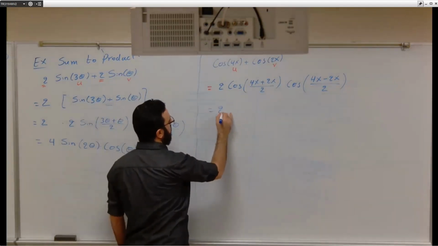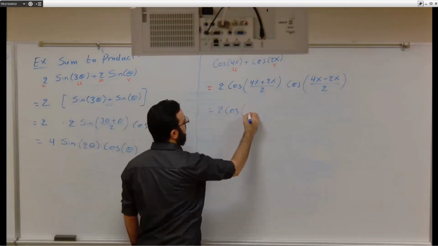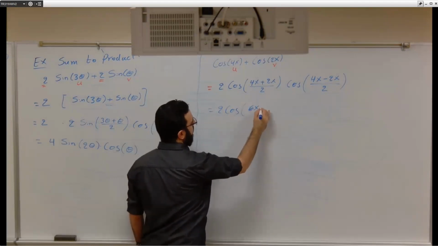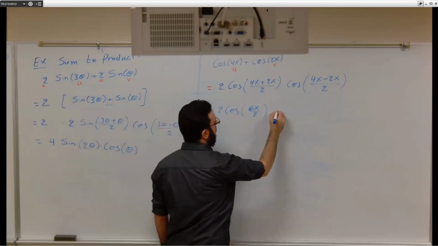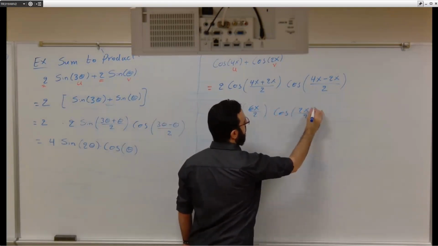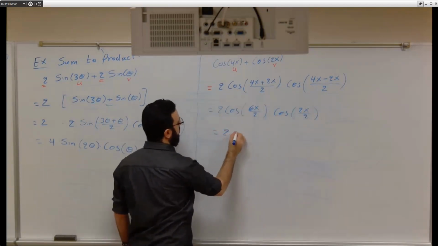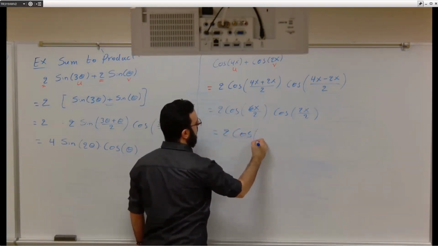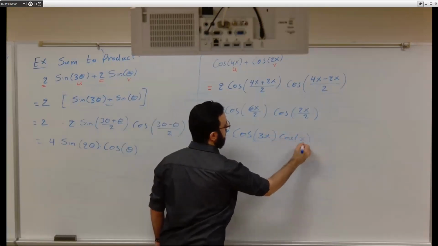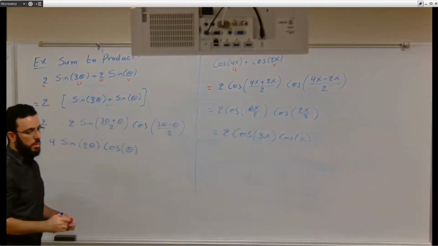There's going to be 2 cosine 6x over 2, cosine 2x over 2. And then it's going to be 2 cosine 3x cosine x. That's it.